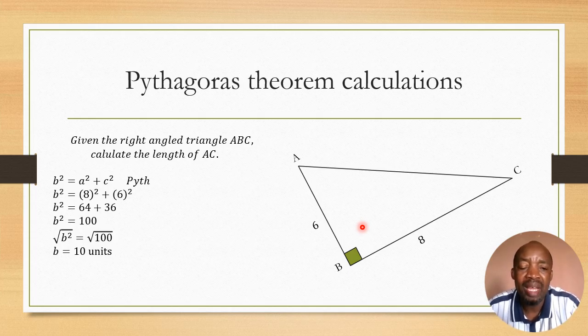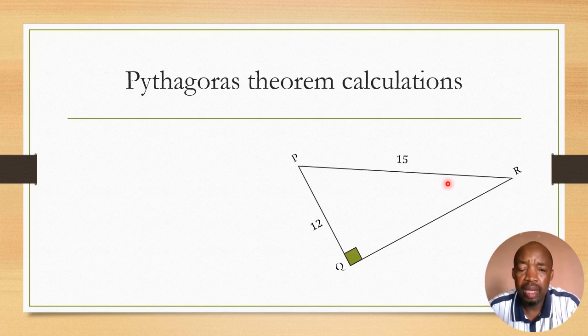Now remember, they said we must calculate the length of AC. Therefore, I must answer the question. AC is equal to 10 units. That means from here to there, it would be 10 units. Moving on.